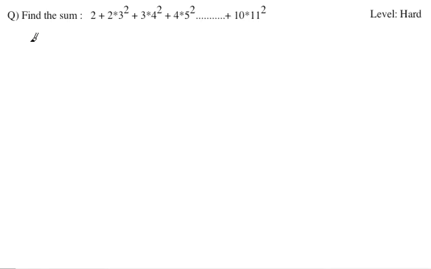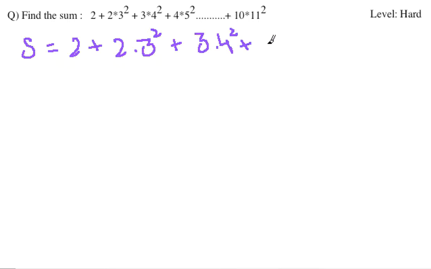Okay, so here we have S equal to 2 plus 2 into 3 square plus 3 into 4 square plus till 10 into 11 square. Now clearly we can see that after 2 into 3 square, 3 into 4 square, these terms are in a similar pattern, but 2 is an entirely different pattern term. So we can keep this separate. Later on at the end we can add 2, after we find out this particular sum.